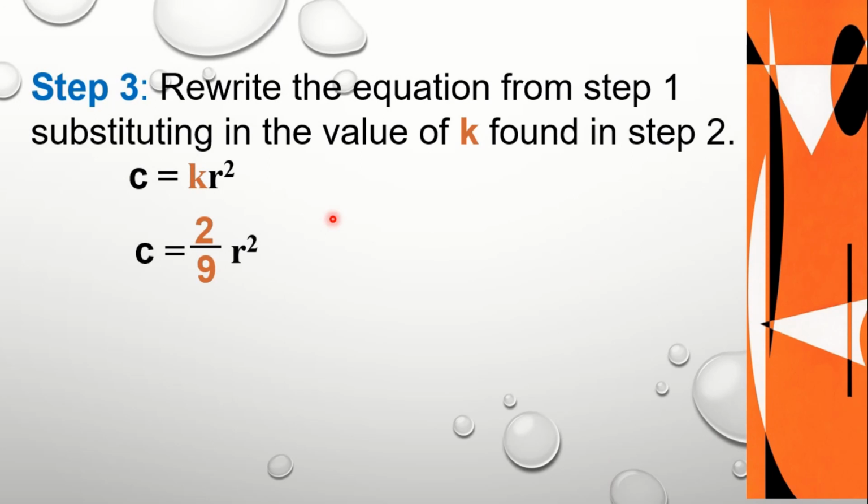3. Rewrite the equation from step 1, substituting the value of K found in step 2. So we use now C is equal to K times R squared. Then we just substitute the value of K, so C is equal to 2 over 9 times R squared.